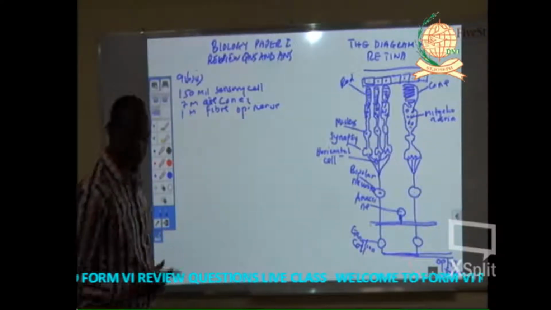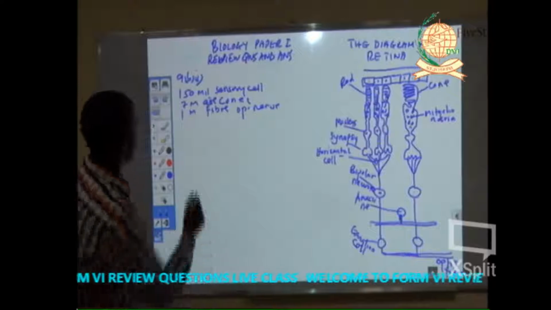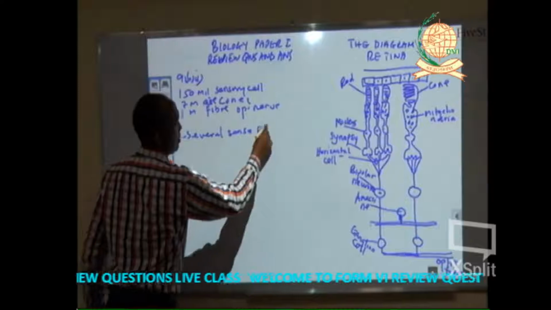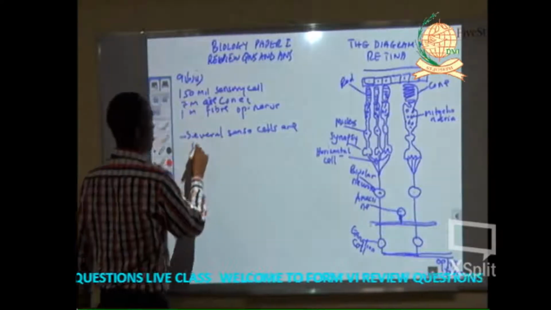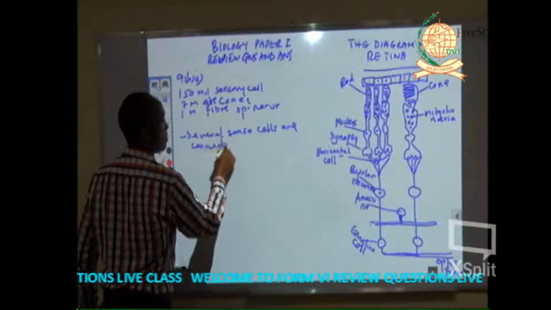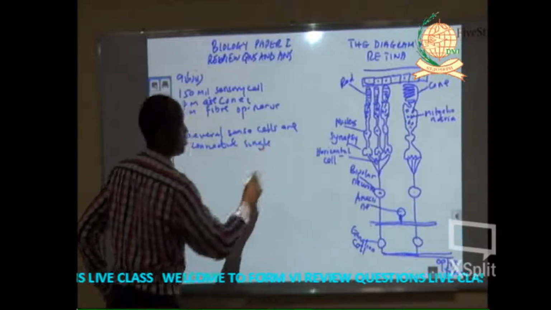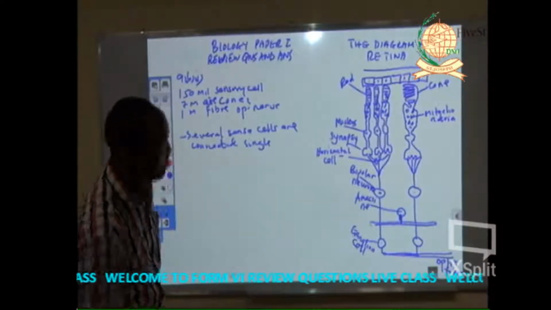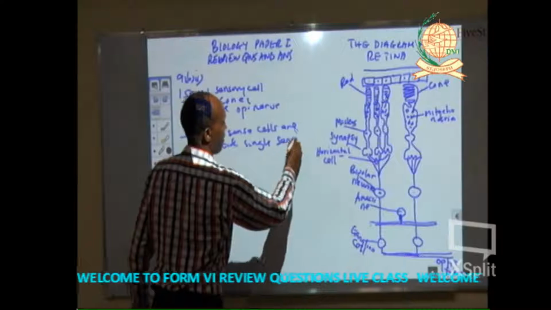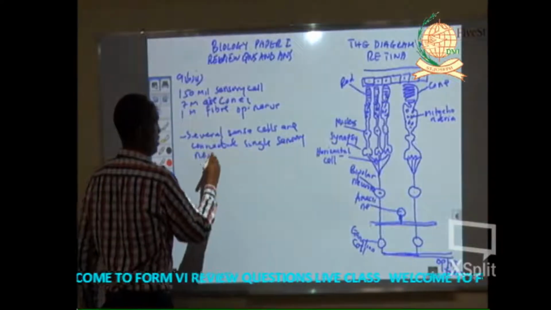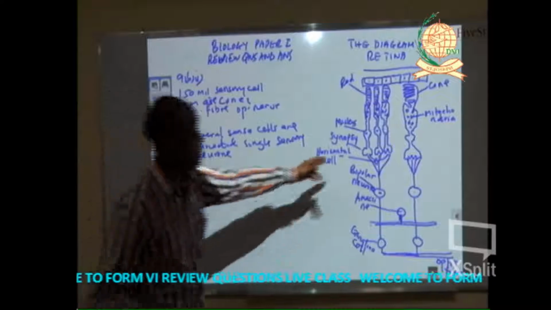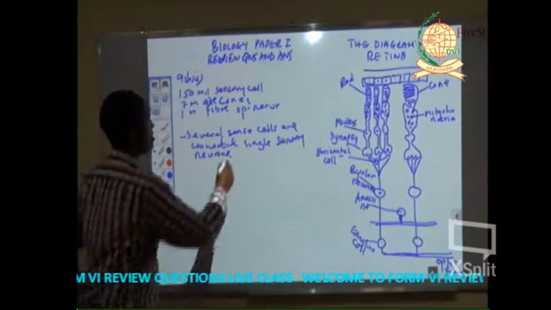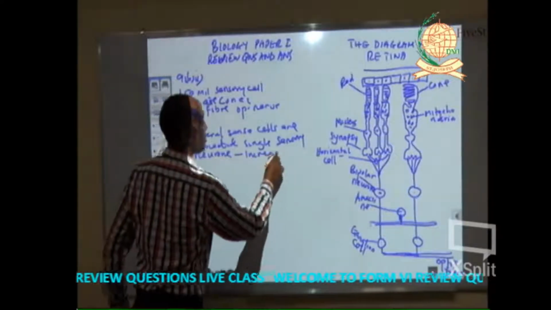So there are several sense cells connected to the single sensory neuron, as you can see here. And this, for example, increases sensitivity.